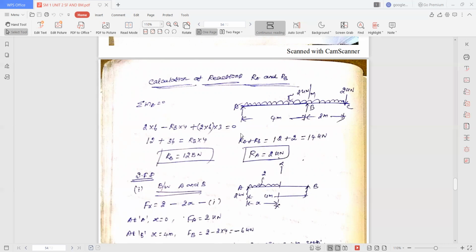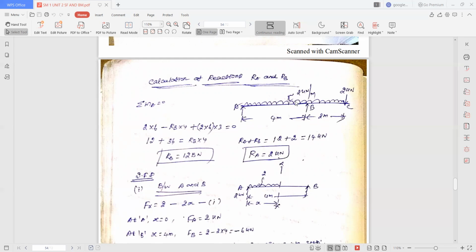So for the section we consider, you can see this 2 kilonewton acting towards the section in a clockwise direction. Therefore plus 2 into the perpendicular distance, which is 2 meter plus 4 meter, total 6 meter. Therefore 2 into 6. So RB into 4 is anti-clockwise, so minus RB into 4.